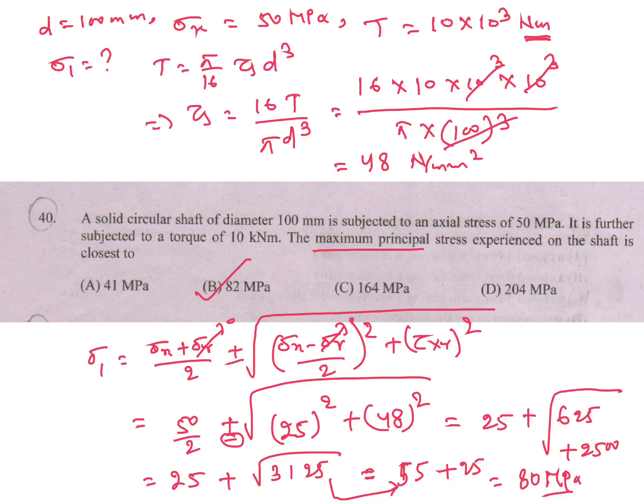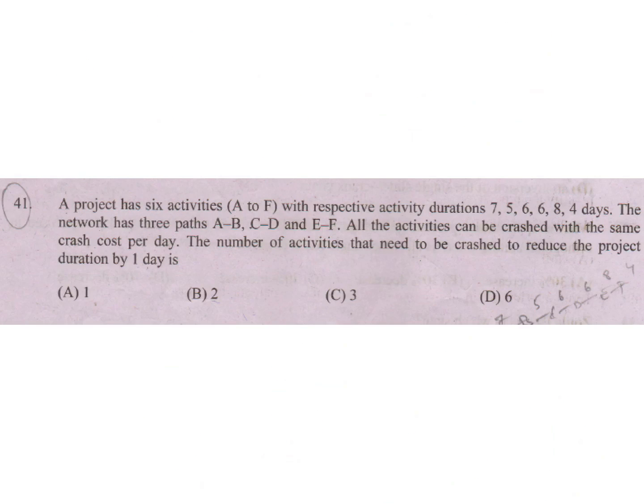A project has 6 activities A to F with respective activity durations 7, 5, 6, 6, 8, 4 days. The network has 3 paths: A, B; C, D; and E, F. All the activities can be crashed with the same crash cost per day. The number of activities that need to be crashed to reduce the project duration by 1 day. 1 day duration you have to reduce. So A, B, C, D, E, F.